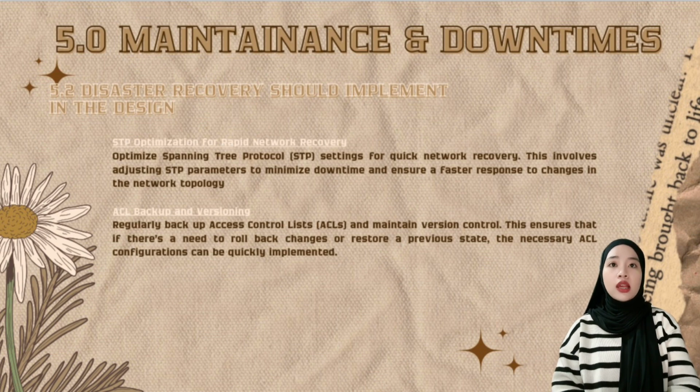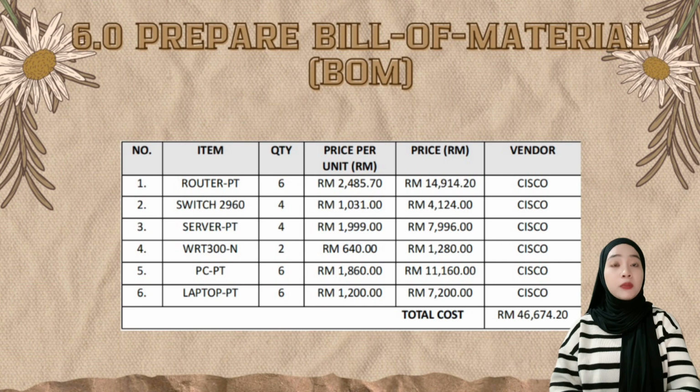And fourth, ACL backup and versioning. Regularly back up access control lists, ACLs, and maintain version control. This ensures that if there's a need to roll back a change or restore a previous state, the necessary ACL configurations can be quickly implemented. 6. This is a prepared bill of materials, BOM.